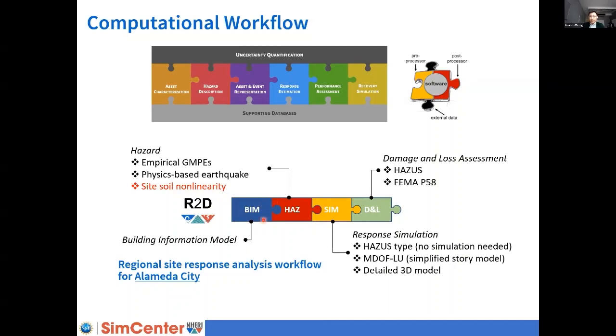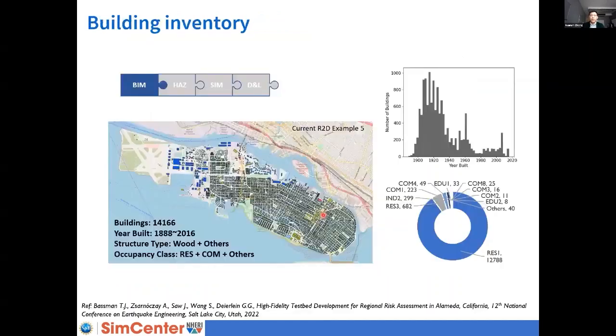Here I'm just showing each individual step. Let's go into the first part, which is the building inventory. We call it BIM, Building Information Model. In the Alameda testbed, as Stephen showed in the previous talk, we have a very detailed building inventory model thanks to our SimCenter researchers. It includes 15,000 buildings across different year builds, different construction types, and occupancy types.